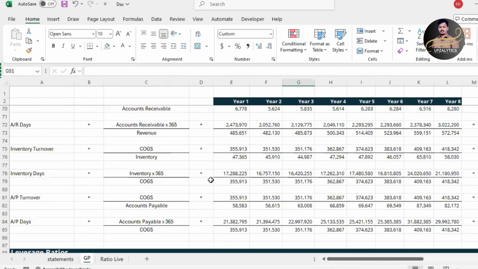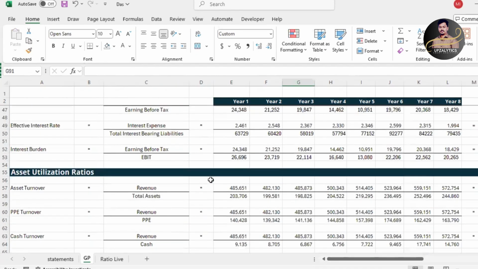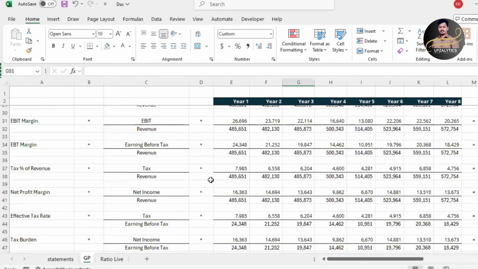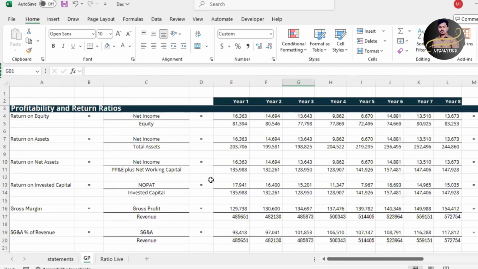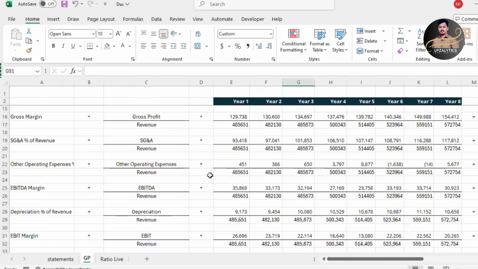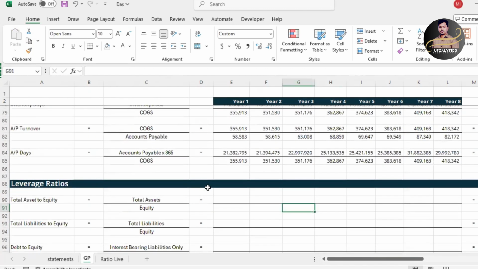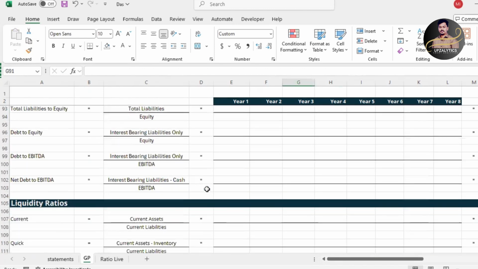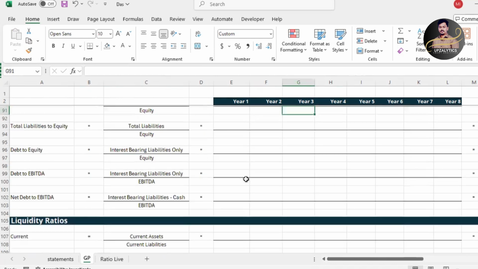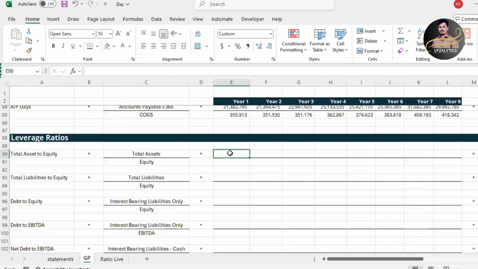In our previous videos, we did some of the ratios related to asset utilization, and some of the ratios related to profitability and return ratios. In this video, we'll be mainly covering leverage ratios. Another thing is liquidity ratios. These ratios are super important when it comes to a specific company. So let's calculate them one by one.